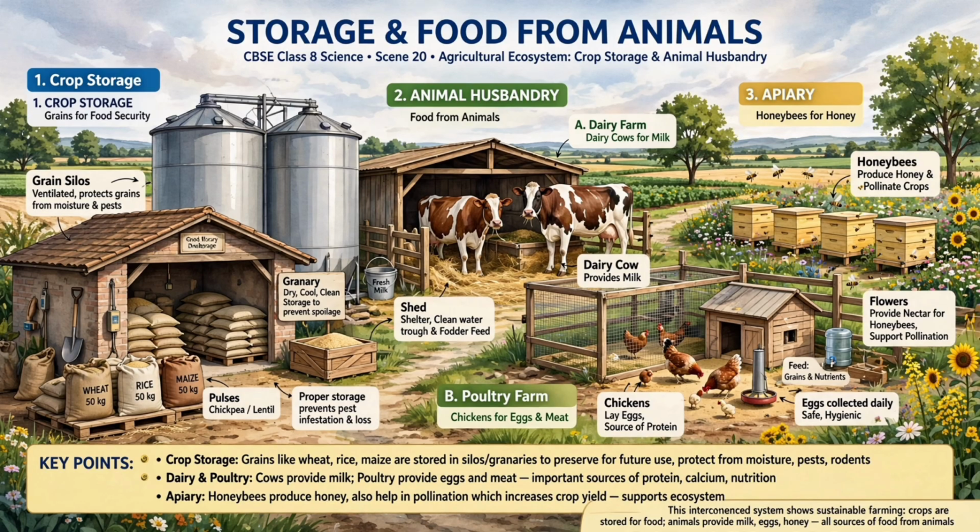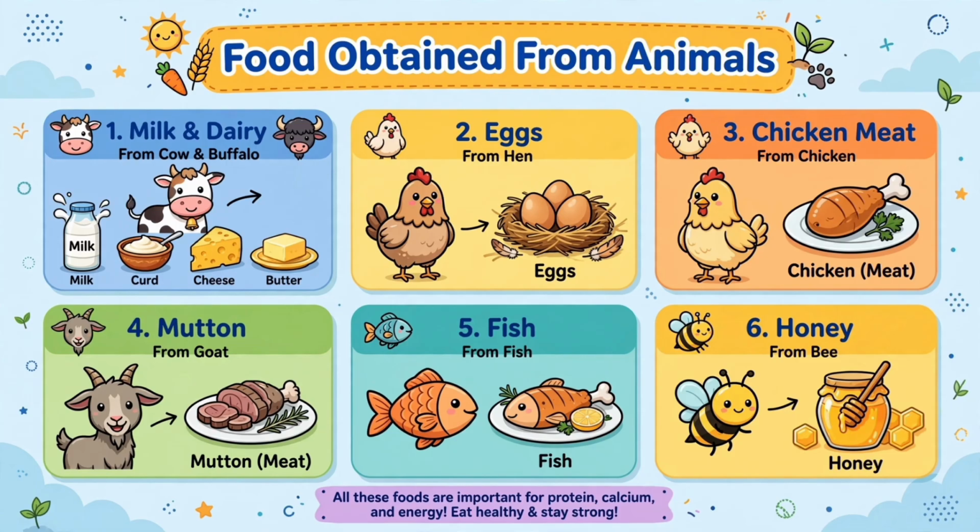Now we will discuss one point regarding storage. Proper drying before storage helps prevent spoilage. Before storage, the grain should be properly dried, because if there is moisture in the grains, after storage they can spoil. Now we will discuss food from animals. Certain foods are obtained from animals. Besides crops, the farmers also obtain food from animals.